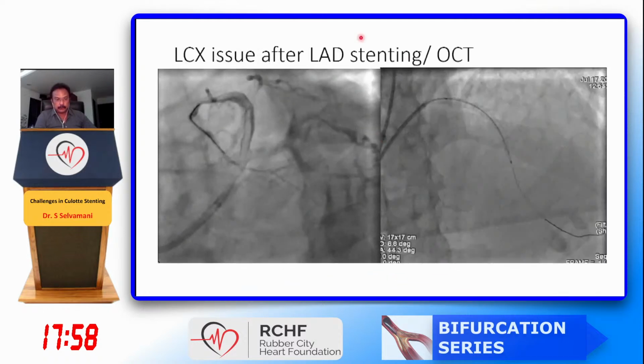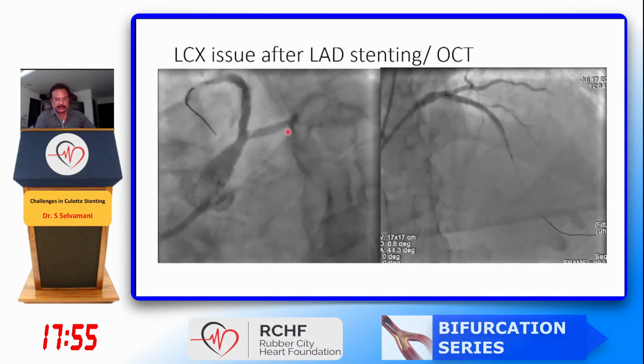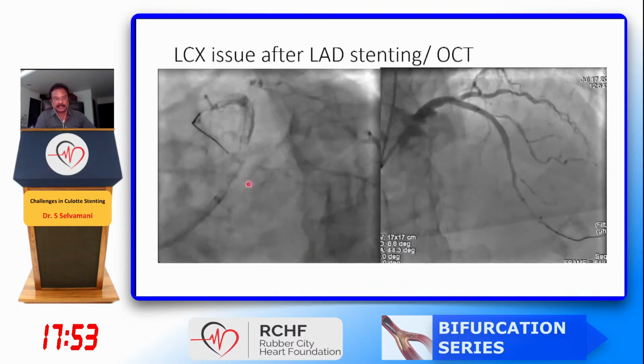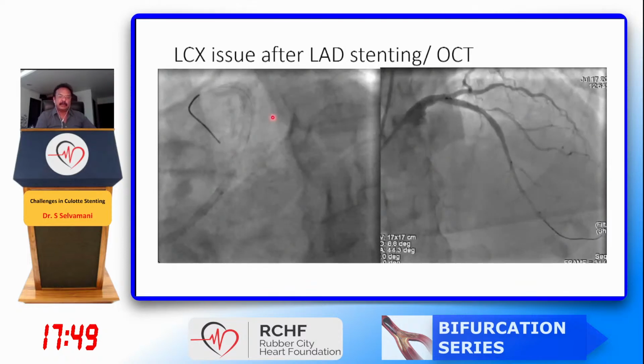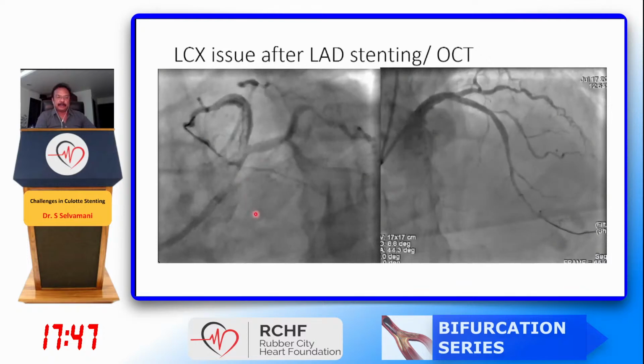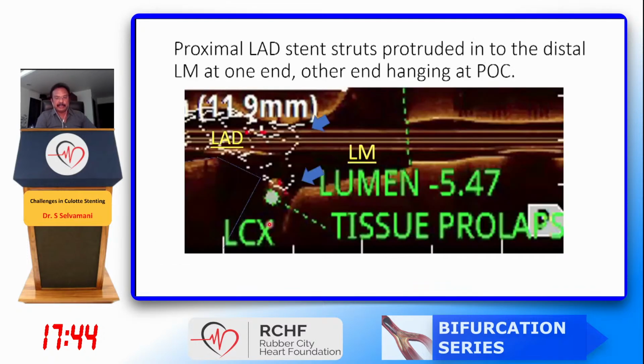And once I deployed that, you look at this circumflex lesion, what has happened here. So this is what happened. There's no other way now, so I did an OCT for this patient to look at what is happening there.